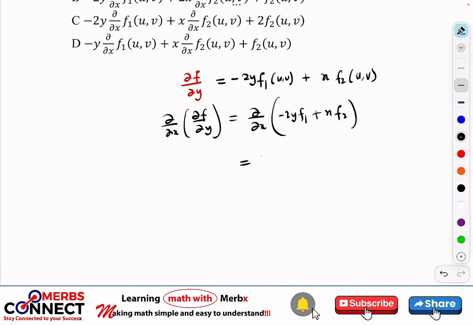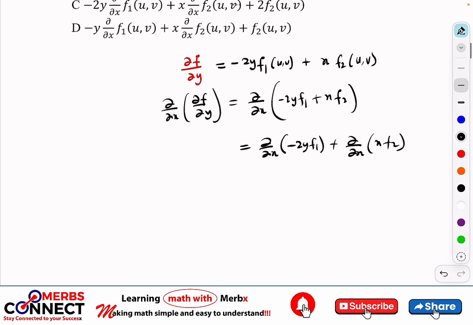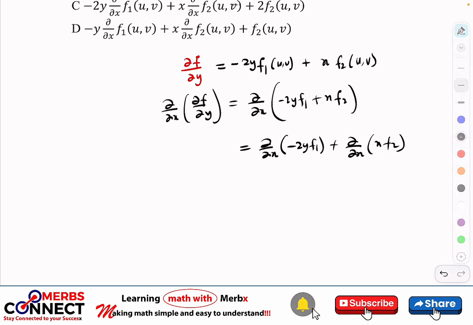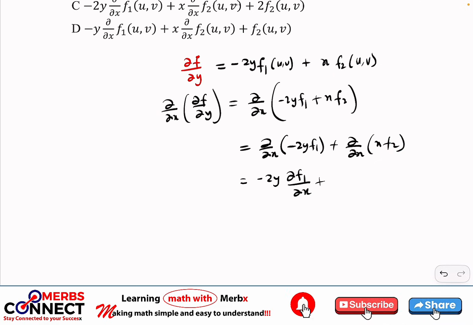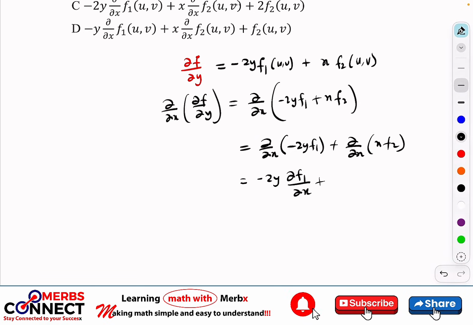This is the same as partial of x of minus 2y f1 plus partial of x of x f2. Since minus 2y is a constant, this is the same as minus 2y times the partial of f1 with respect to x. Plus, now this f depends on x, because f2 depends on u and v, and u and v depend on x. So we are going to use the product rule for this. I'll maintain x and differentiate f2.